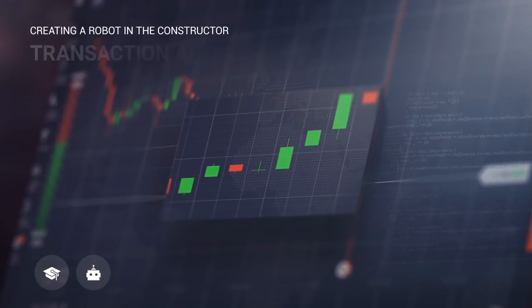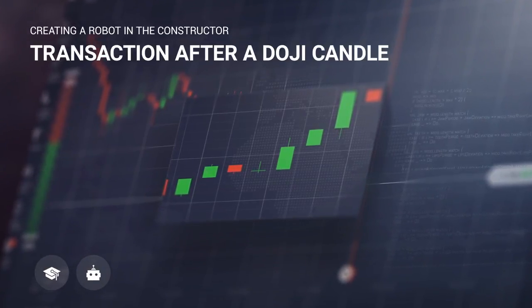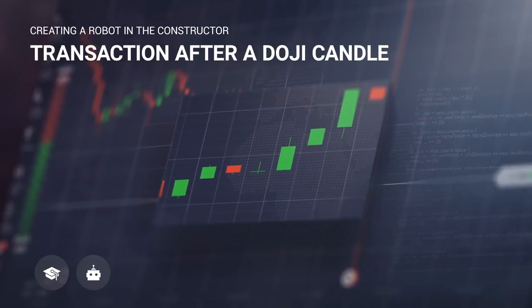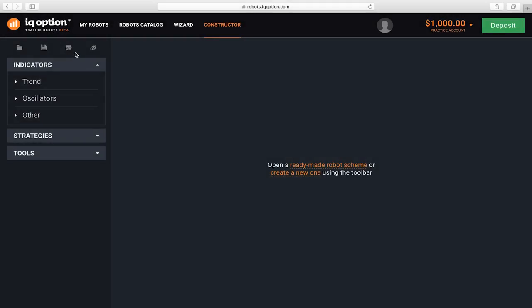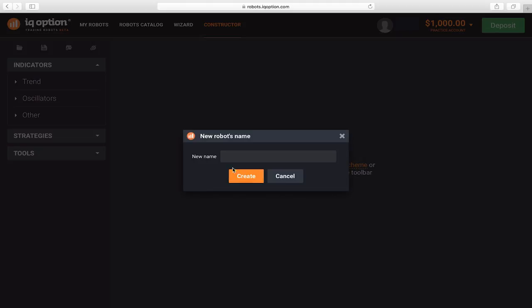Create a robot that will open against the direction of the next to last candle, if the last candle was a doji. To create the robot, click Create a new robot. In the window that opens, enter a name for the robot and click Create.